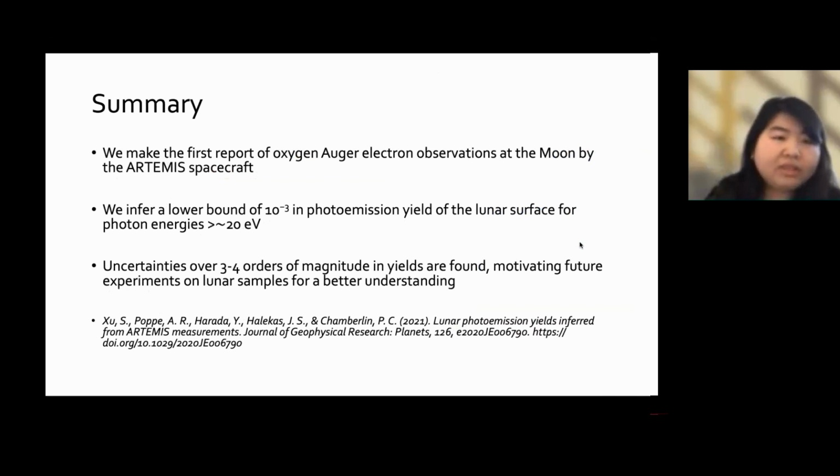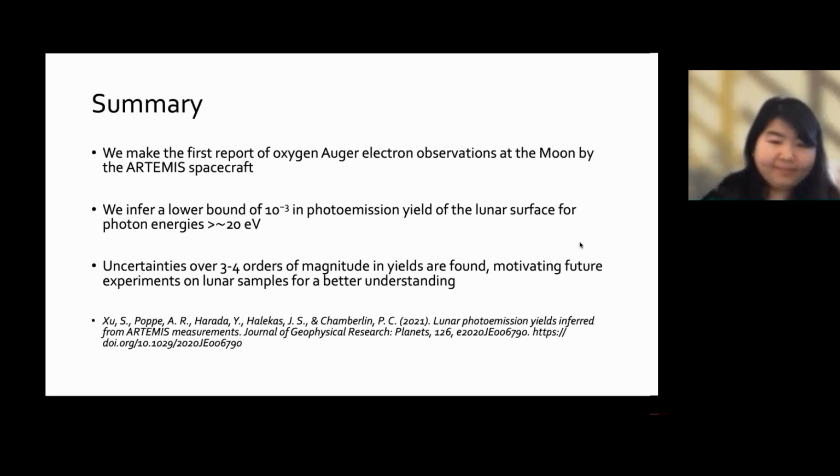Quick summary: we make the first report of oxygen Auger electrons at the moon by the ARTEMIS spacecraft, and infer a lower bound of 10 to the minus 3 in yield. But the uncertainty is over orders of magnitude because the probability function is unknown, which motivates future experiments on lunar samples for better characterization. So that's all. Thank you.